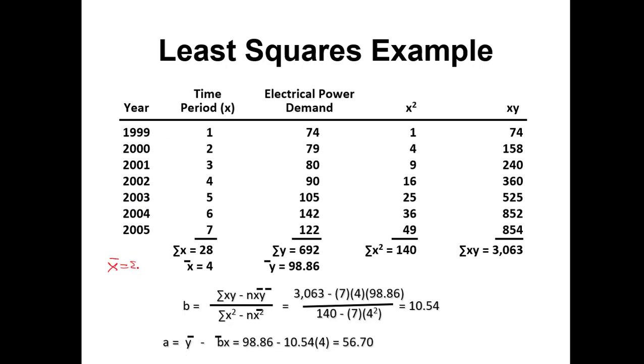So mean, x bar, is equal to summation x by n. What is summation x? Sum of x: 1 plus 2 plus 3 plus 4 plus 5 plus 6 plus 7, which is 28, and n is 7, because we have 7 years of data. So 28 divided by 7, x bar will be 4. Similarly, you also need to calculate y bar. So y bar is equal to summation y by n. You sum the dependent variable data and divide by 7. So 692 divided by 7 is 98.86.